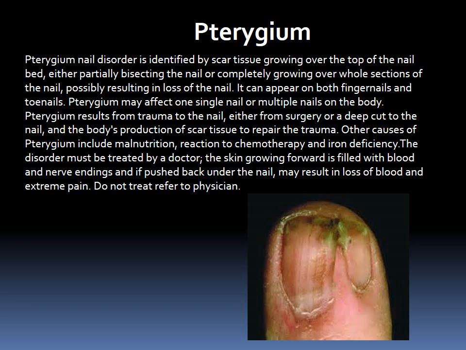Pterygium results from trauma to the nail, either from surgery or a deep cut of the nail, and the body's production of scar tissue to repair the trauma. Other causes of pterygium include malnutrition, reaction to chemotherapy, and iron deficiency. This disorder must be treated by a doctor. The skin growing forward is filled with blood and nerve endings, and if pushed back under the nail, may result in loss of blood and extreme pain. Do not treat, refer to physician.